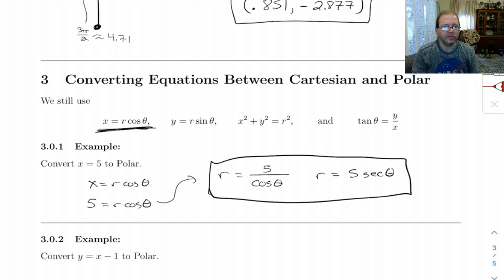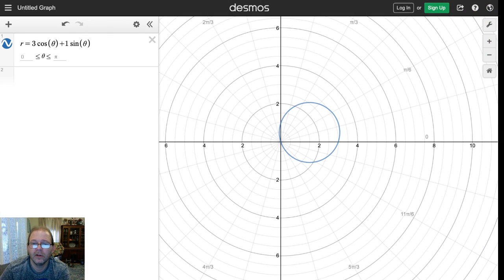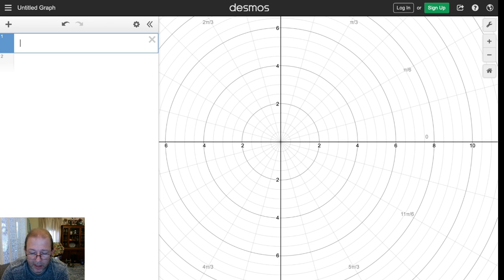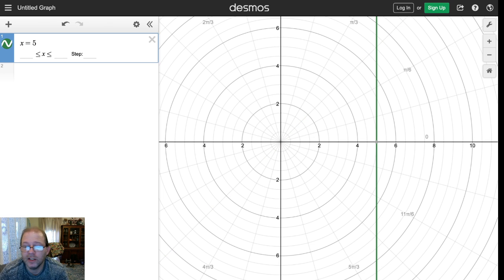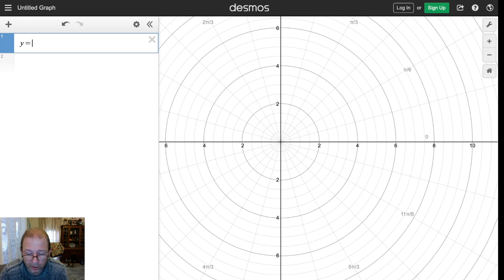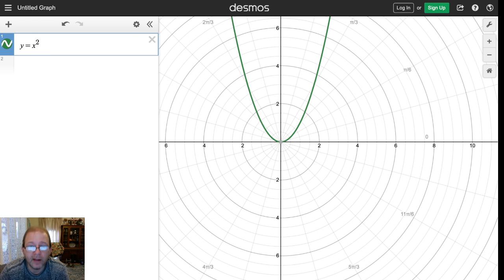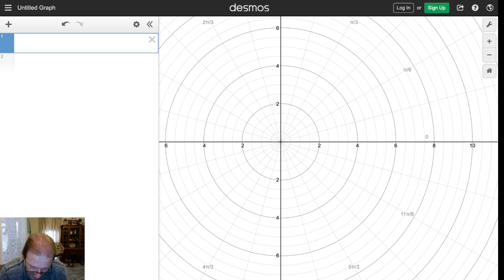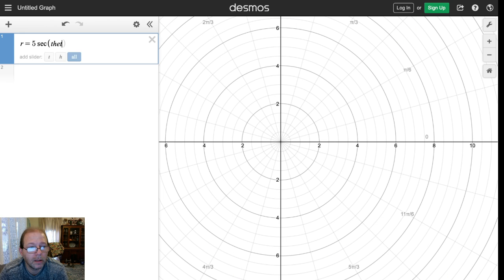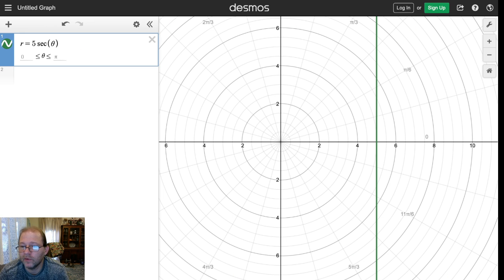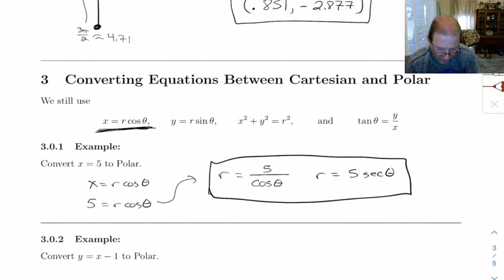Now x equals 5 is just a vertical line over at 5. If we go over to Desmos and try to graph this, a cool thing with Desmos is I could put in x equals 5 here, and even though we've got the polar background, it'll still graph rectangular equations. You put in y equals x squared and you get that. But if I put in r equals 5 secant theta, notice it gives me that vertical line there, just like we expected.